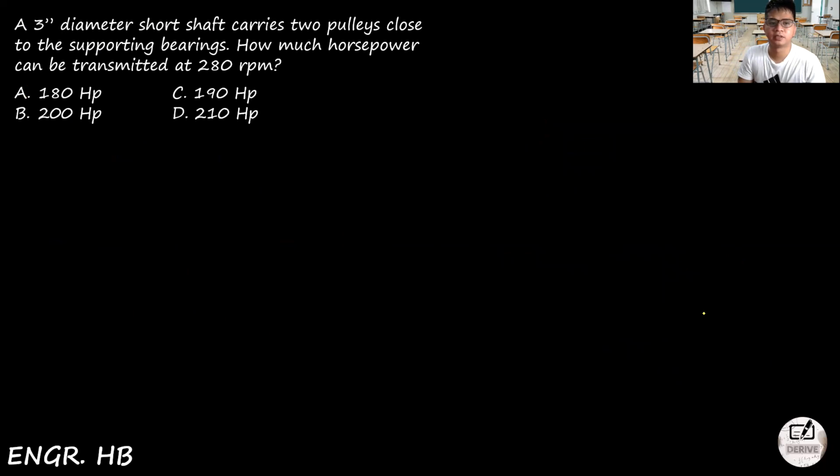Proceed tayo sa third question. So a 3 inches diameter short shaft, so short shaft naman to, carries 2 pulleys close to the supporting bearings. How much horsepower can be transmitted at 280 RPM? So si short shaft naman to, and we all know that for the short shaft, power is equal to d cube n divided by 38. Basta si power mo is in HP, ang diameter mo is in inches, and your n should be in RPM.